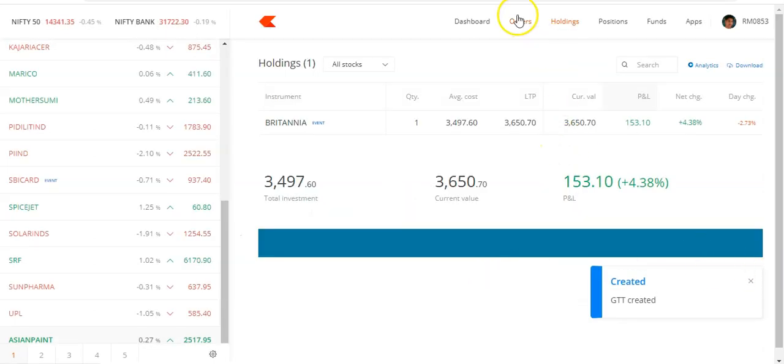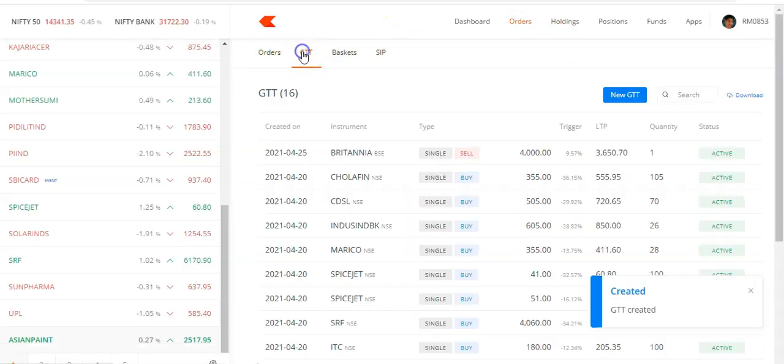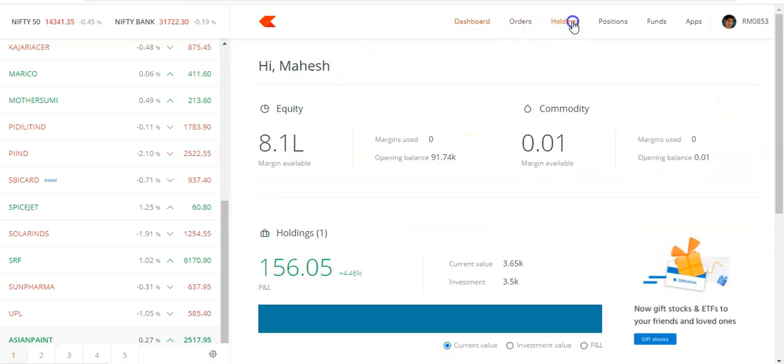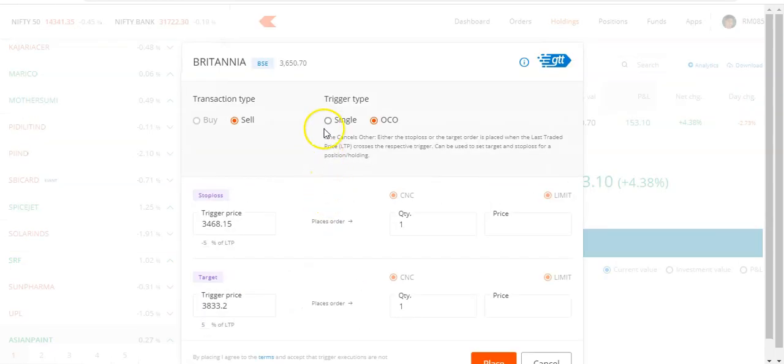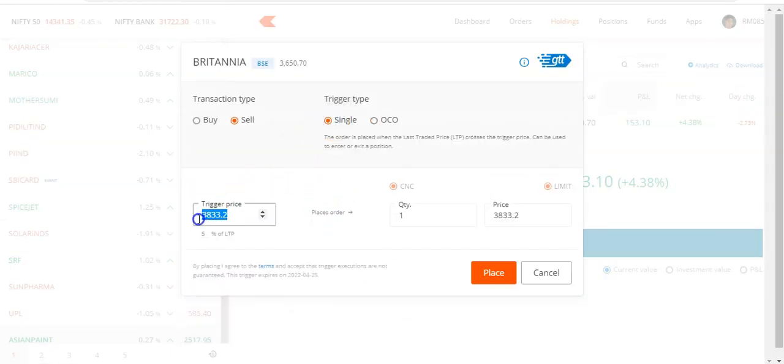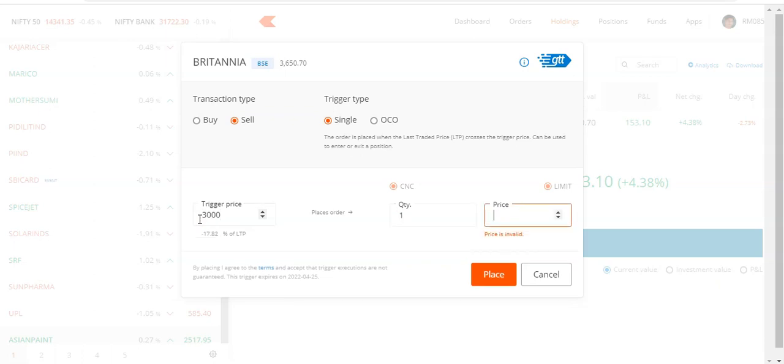GTT created. Now let us go to order book. You can see Britannia single sell is active at 4000. I'm going to holdings, create another GTT. Single, say 3000. One quantity, I put 2995. I'm placing one more.